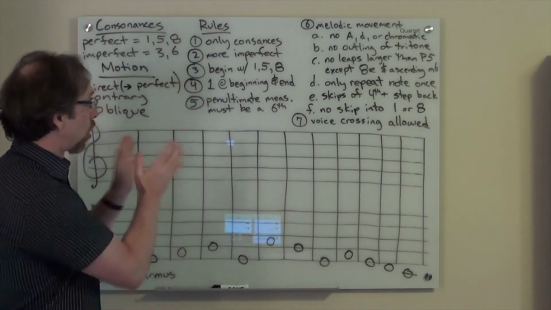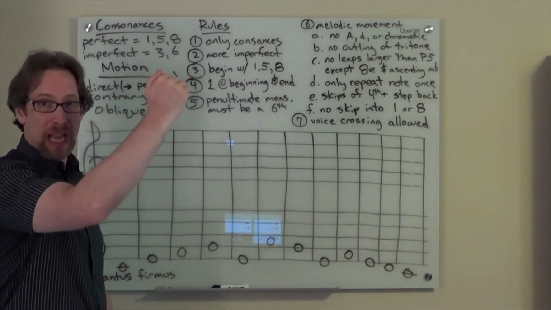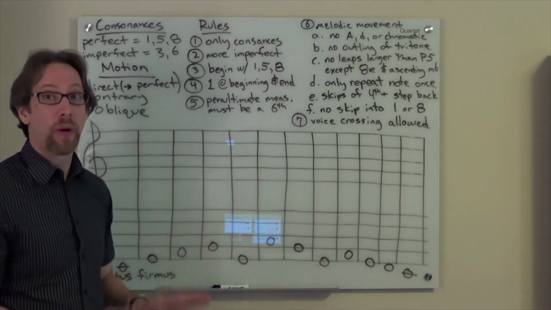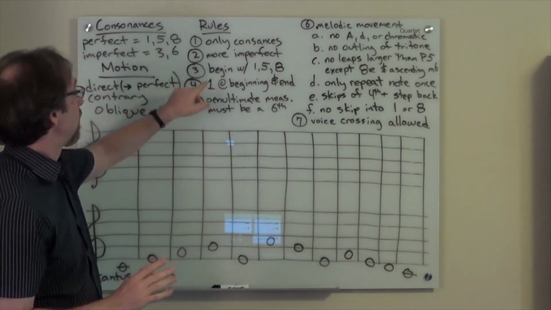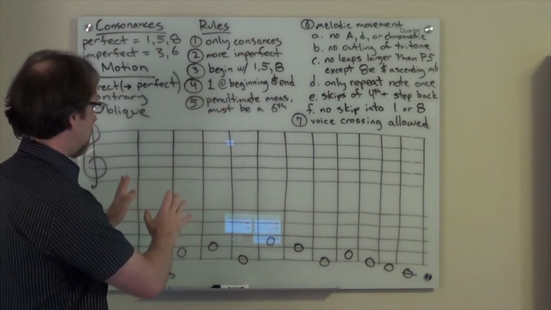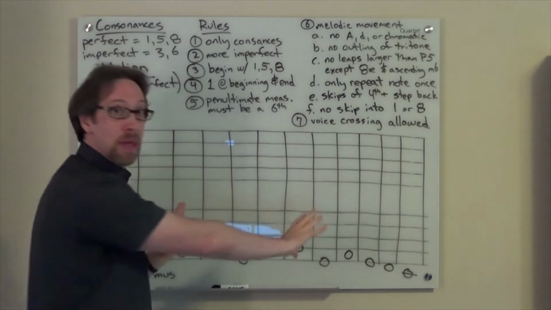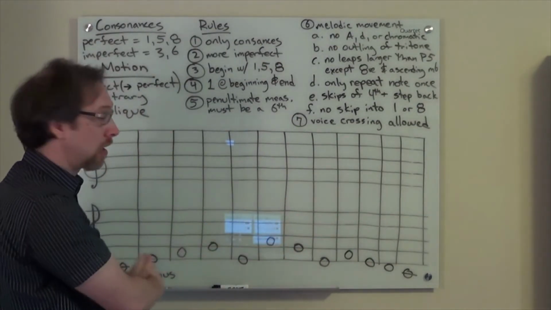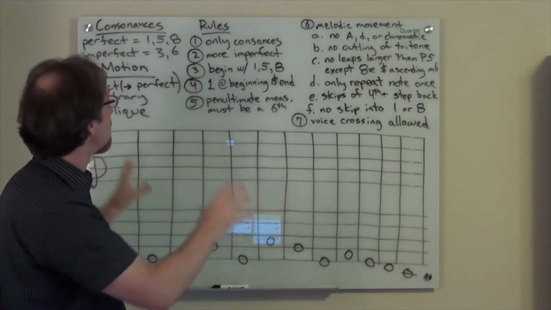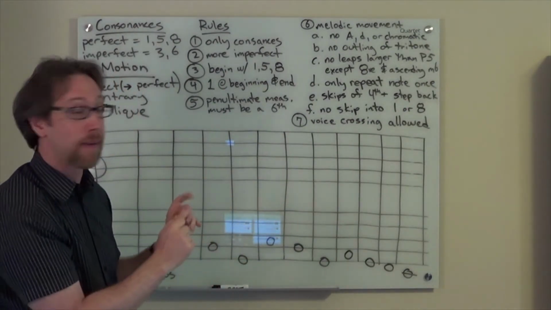When you're writing a species counterpoint above a cantus firmus, you are allowed to begin on either the unison, the 5th, or the octave. You have that choice. The unison can only be used at the very beginning and at the very end. You can't write a unison in the middle. You don't have to use it at those beginning or ending points, but you can't use it in the middle. So that's another rule to keep in mind.